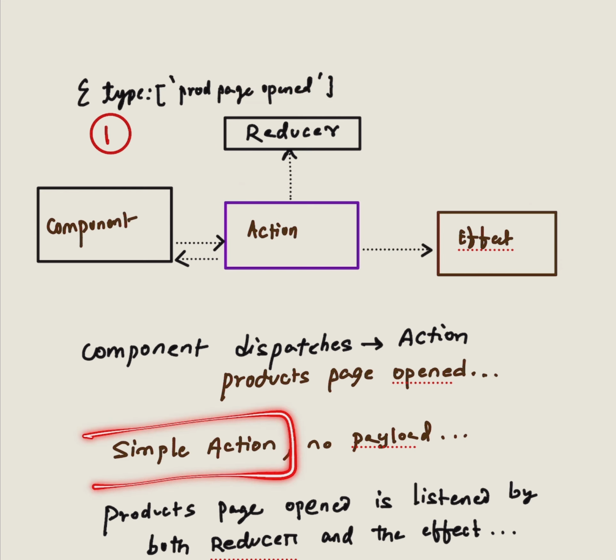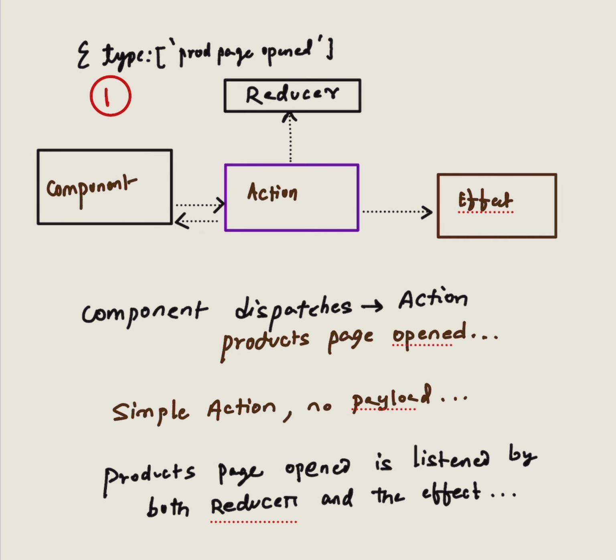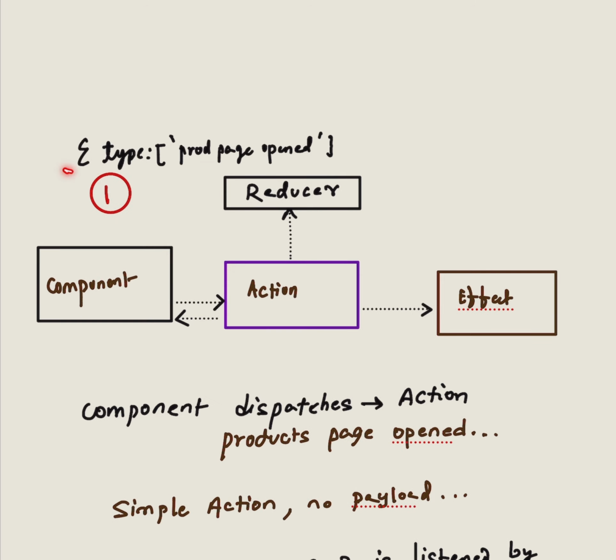It's a simple action, no payload. If you see, we only have type. There is no payload, we don't have the product details and all, nothing. So product page opened is listened to by both the reducer and the effect. So this is the action, you remember this?